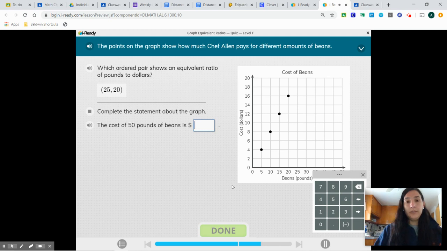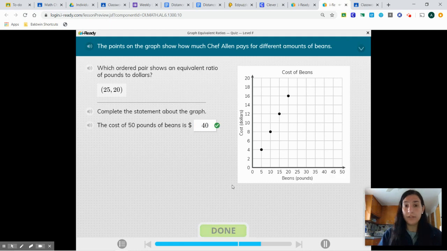Complete the statement about the graph. So now we know the cost of 50 pounds of beans. All right, so let's think. Our original ratio was $4 to 5 pounds of beans. So to get from 5 pounds of beans to 50 pounds of beans, we multiplied by 10. So that means we need to multiply our cost by 10. So 50 pounds of beans will be $40.